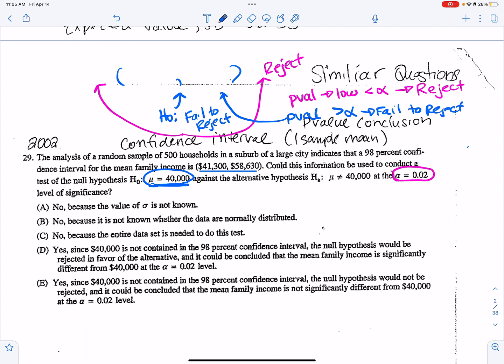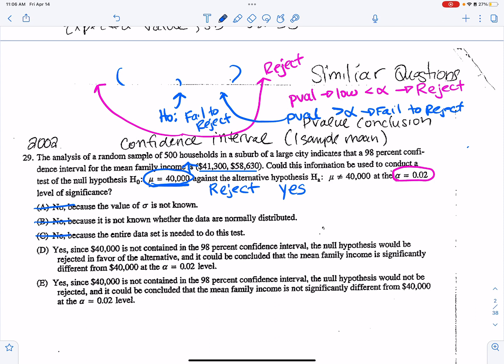This one, first of all, let's see if it's going to be reject or fail to reject. Well, my H0 is 40,000, and 40,000 is not in the interval, so this is going to be a reject. The question says, could this information be used to conduct a null hypothesis test against the alternative hypothesis at this level of significance? So we know it's going to be reject, and so the answer is yes. Absolutely, I'm going to reject because the 40,000 is outside the interval, so I know it's not these.